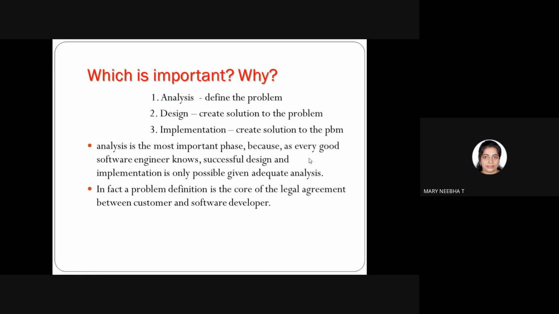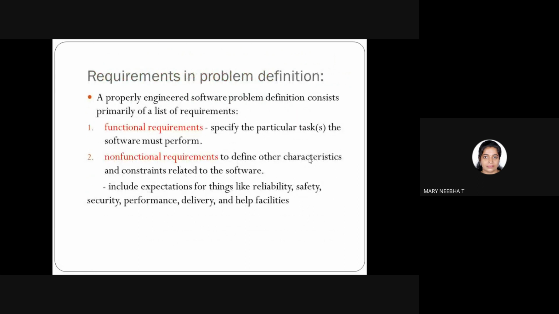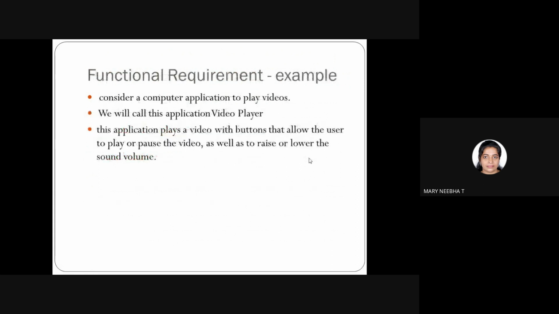Analysis is a very important phase because every software engineer knows that successful design and implementation is only possible when we go with adequate analysis. So this is a very important thing. And what are the very important requirements in problem definition? They are classified into two types: functional requirements and non-functional requirements. Functional requirements specify the particular task that the software must perform, and non-functional requirements define other characteristics and constraints related to the software. They include reliability, safety, security, performance, diversity, all those things.